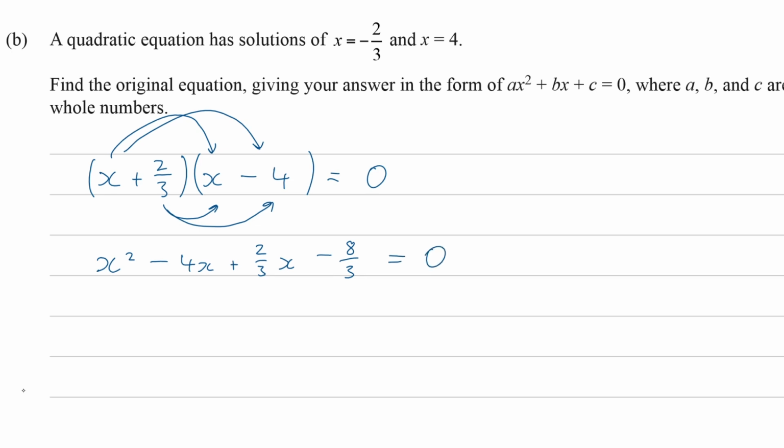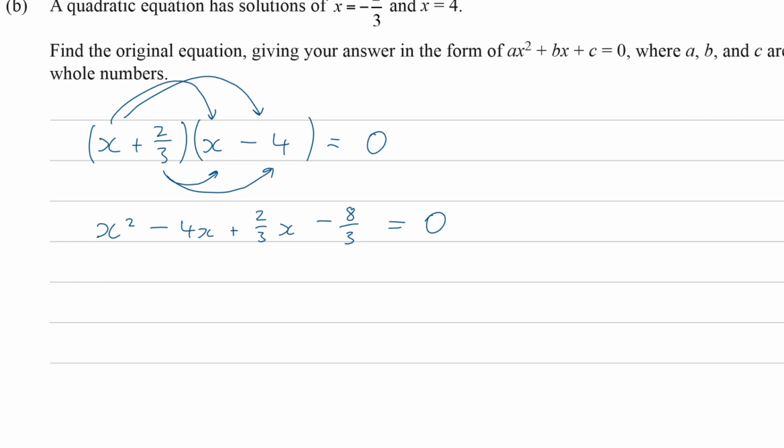Simplifying this more, we could group the like terms. So minus 4x plus 2/3 x. Even before we do that, actually, we could times everything by 3, like both sides of the equation by 3, which would remove the fractions. But remember, the question said a, b, and c need to be in whole numbers. So let's do that. It'll make it a bit easier as well to simplify. Timesing everything by 3. Now we're just working with whole numbers.